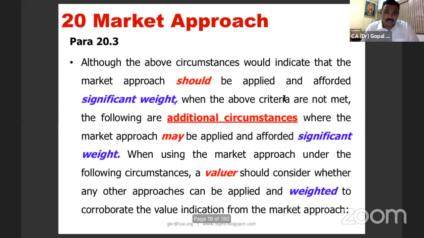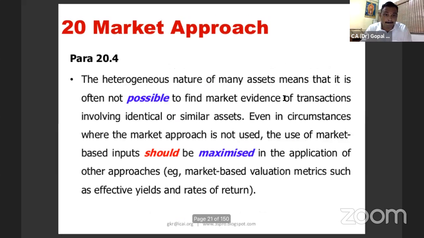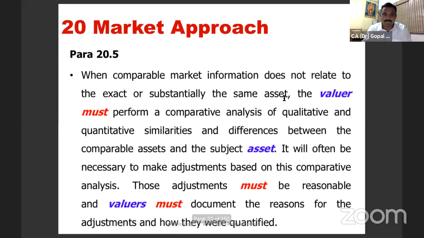So I will very quickly highlight the important pointers now. Para number 20.5: when comparable market information does not relate to the exact or substantially the same asset, the valuer must perform a comparative analysis of qualitative and quantitative similarities and differences between comparable assets and the subject asset.